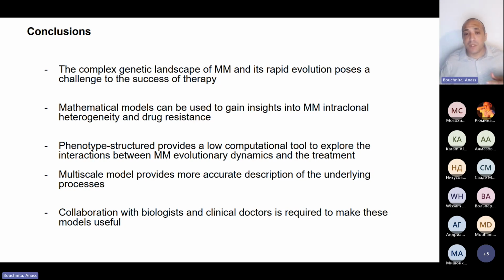Here we have used these two approaches. The multi-scale modeling provides an accurate description of the intracellular regulation pathways and so on, while the phenotype-structured model is a low computational cost tool that can be used to explore a wide range of parameters and generate testable hypotheses.